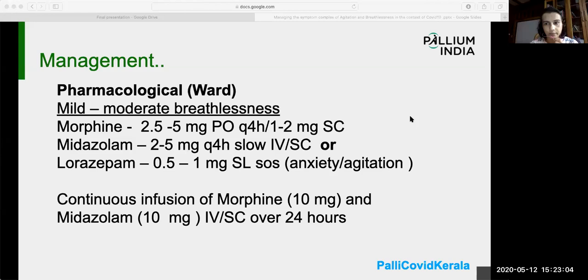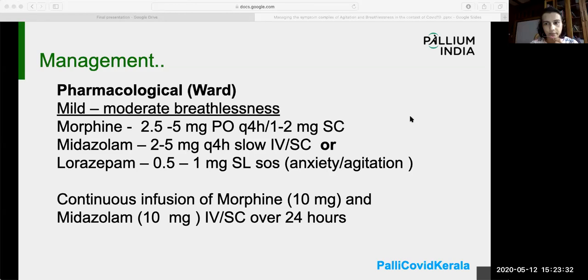If the symptoms don't settle with the bolus doses, and if you've got the opportunity, or if you've got the facility to start a continuous infusion, you can start continuous infusion of morphine 10 milligram and midazolam 10 milligram IV or subcut over 24 hours. In case the patient is elderly or if the renal function is abnormal, you can start at a lower dose of morphine, or you can start at 6-hourly interval.